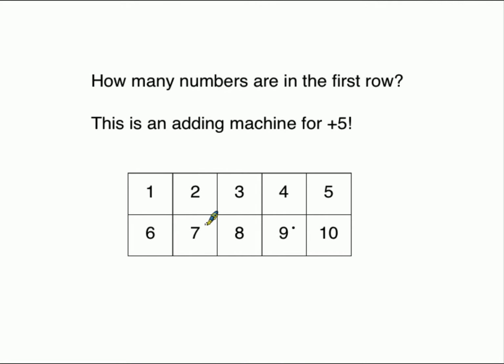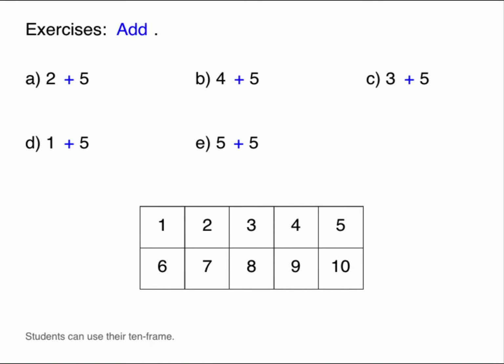5 more than 2 is 7. 5 more than 5 is 10. It's always going to be the number underneath. So 2 and 5 more is 7. If you don't believe me, 1, 2, 3, 4, 5. 4 plus 5 more is 9. 3 and 5 more is 8. 1 plus 5 is 6. 5 plus 5 is 10.